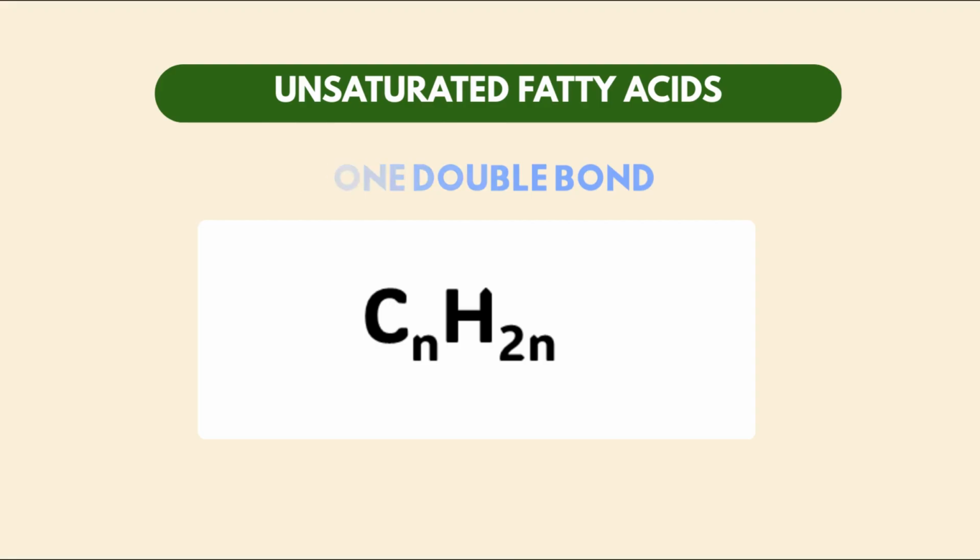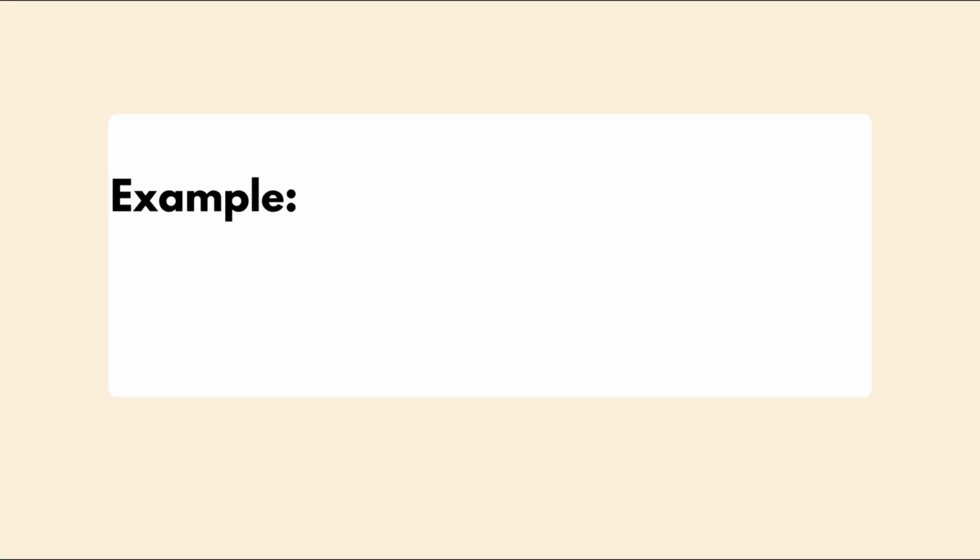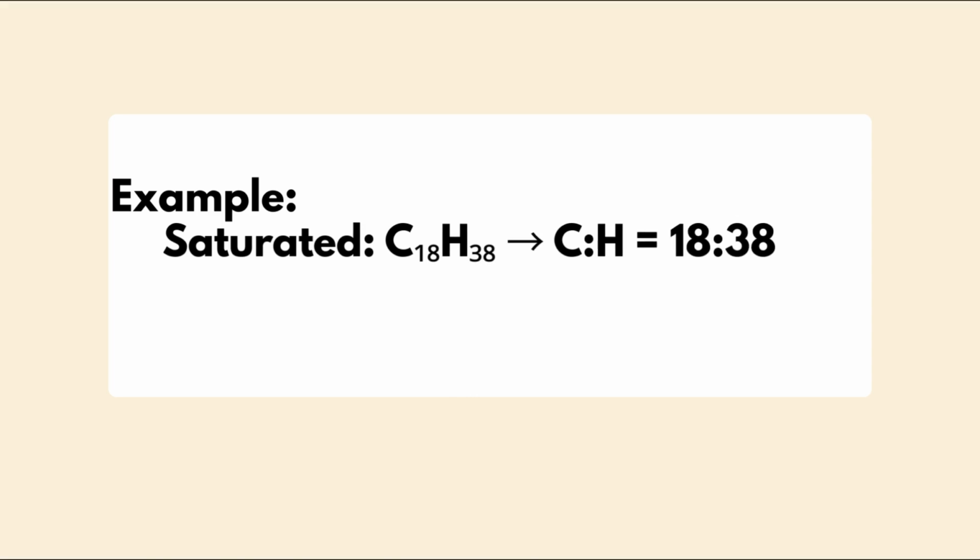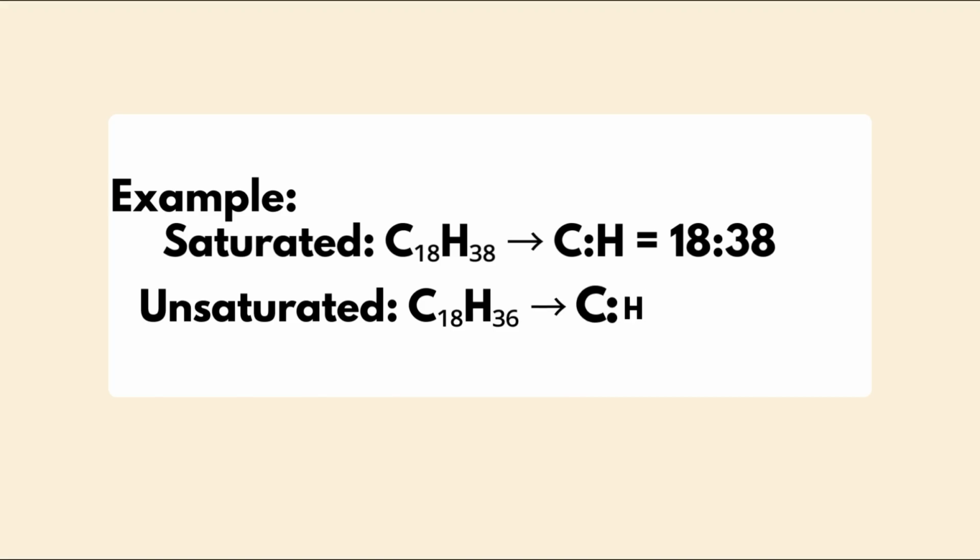So let's look at an example to clear up a common confusion that students have. Assume both fatty acids contain 18 carbon atoms. For the saturated fatty acid, the formula will be C18H38. So the carbon to hydrogen ratio should be 18 to 38. And for an unsaturated fatty acid with one double bond, the formula can be written as C18H36.